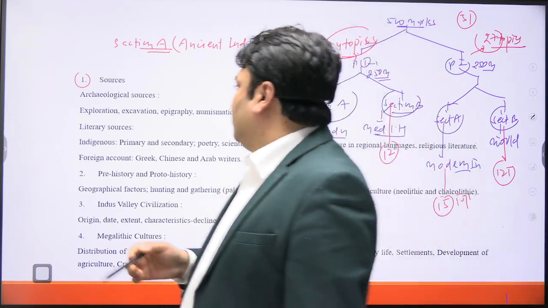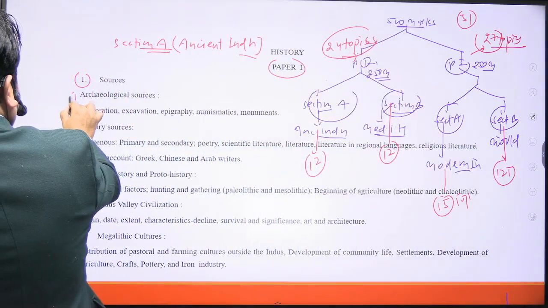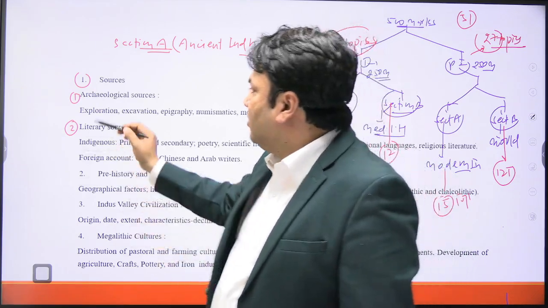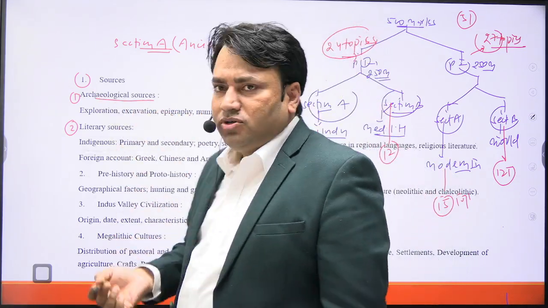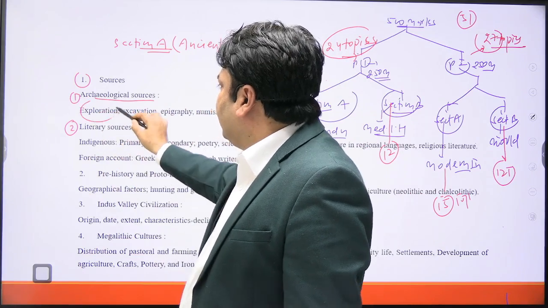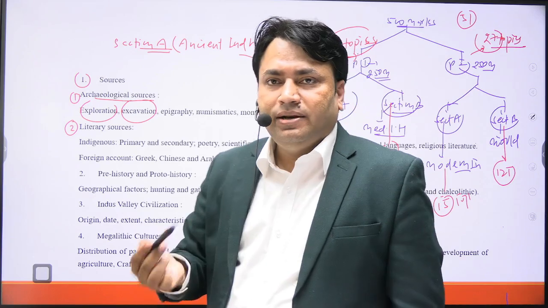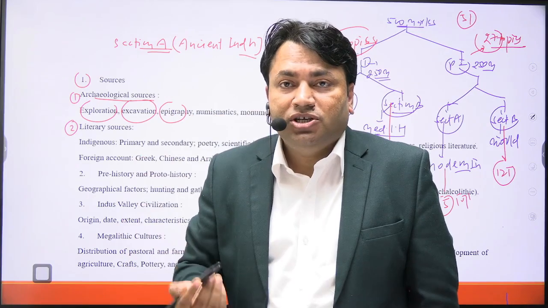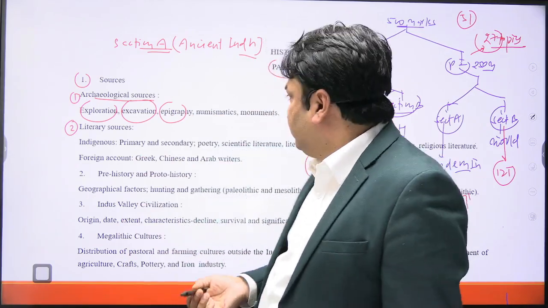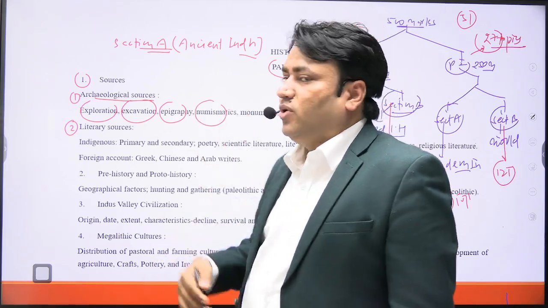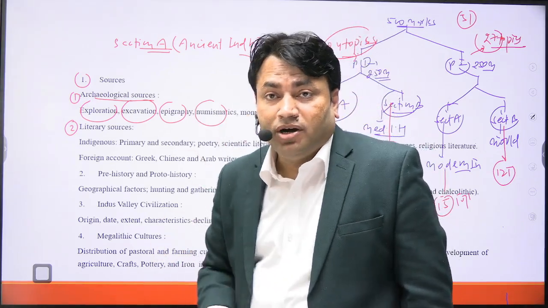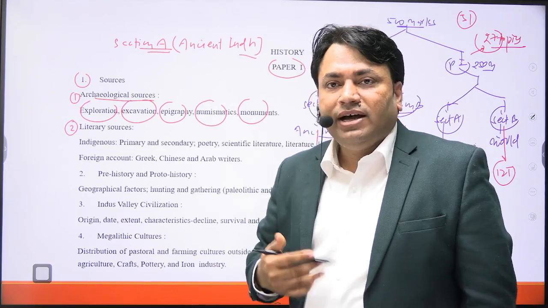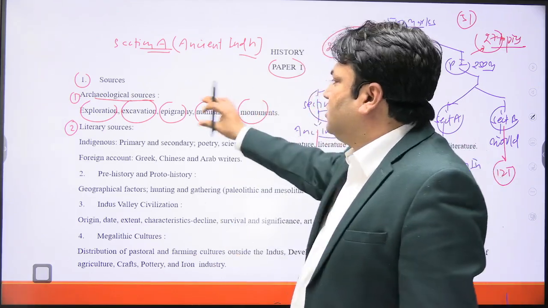The sources have been categorized into two parts: archaeological sources and literary sources. In archaeological sources, you have to study how explorations and excavations are done, and how epigraphs and inscriptions prove to be among the most important sources of history. Numismatics, the study of coins, also proves to be an important part of history, and monuments are helpful in discovering India's ancient past. So we need to study these.